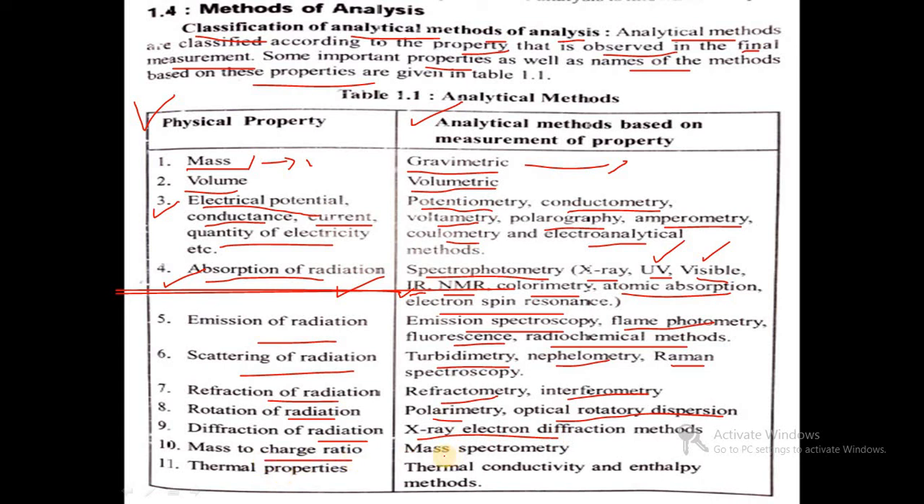Then mass to charge ratio, mass spectrometry. By using mass spectroscopy, we can determine the exact mass of the molecule. And lastly, thermal properties will be determined by thermal conductivity and enthalpy methods. So these are different physical properties which are related to different analytical methods based on measurement of the property.